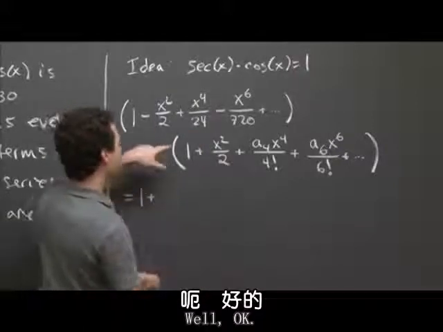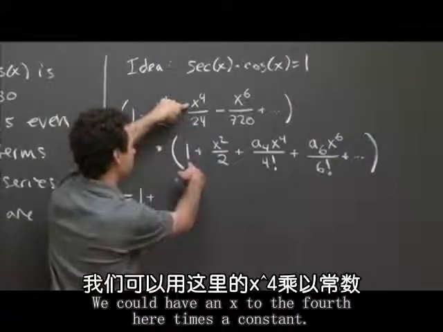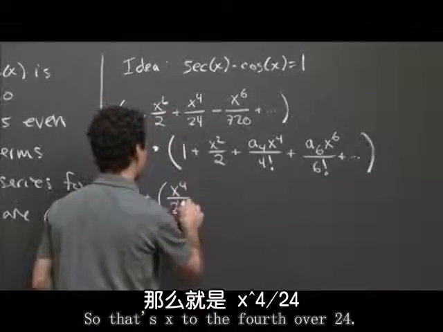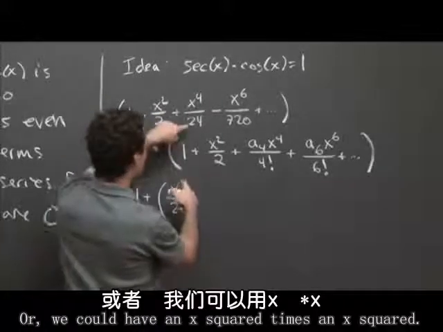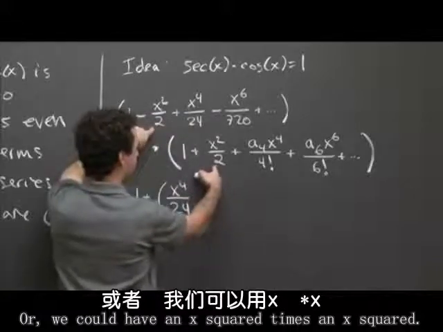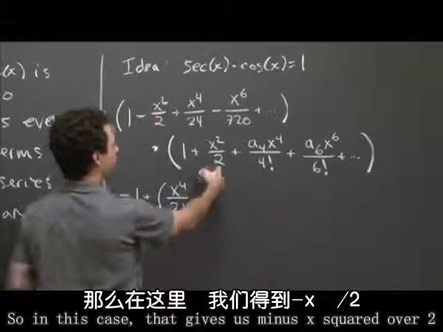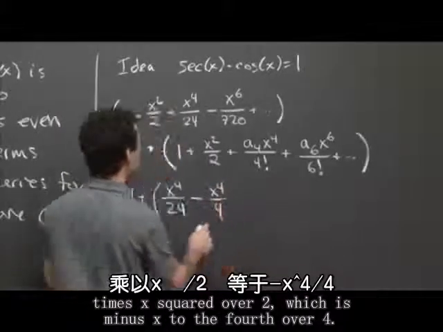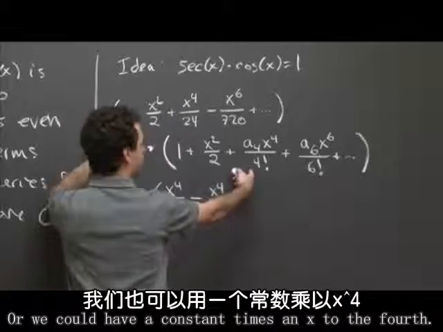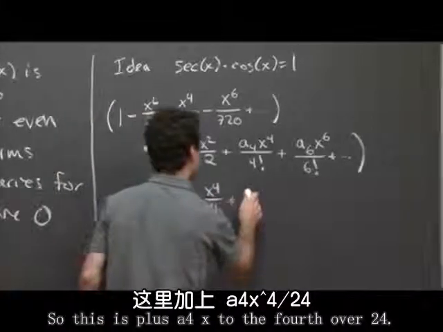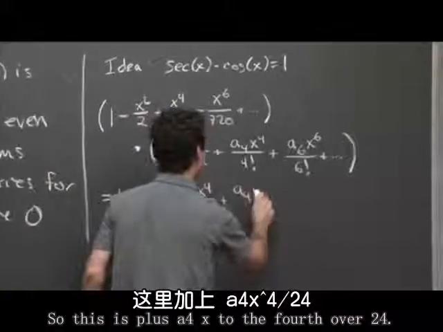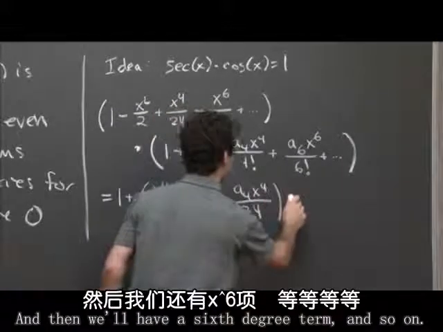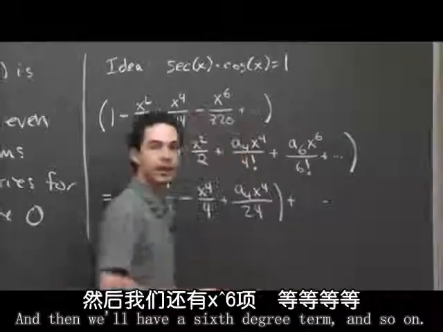Well, OK, so how do we get an x to the 4th? We could have an x to the 4th here times a constant. So that's x to the 4th over 24. Or we could have an x squared times an x squared. So in this case, that gives us minus x squared over 2 times x squared over 2, which is minus x to the 4th over 4. Or we could have a constant times an x to the 4th. So this is plus a4 times x to the 4th over 24. And then we'll have a 6th degree term, and so on.